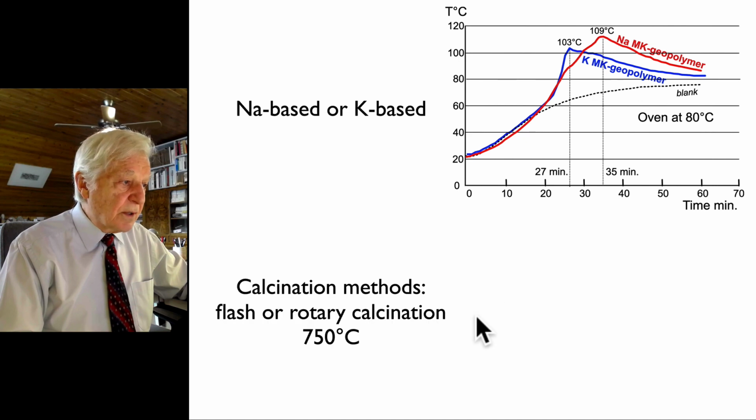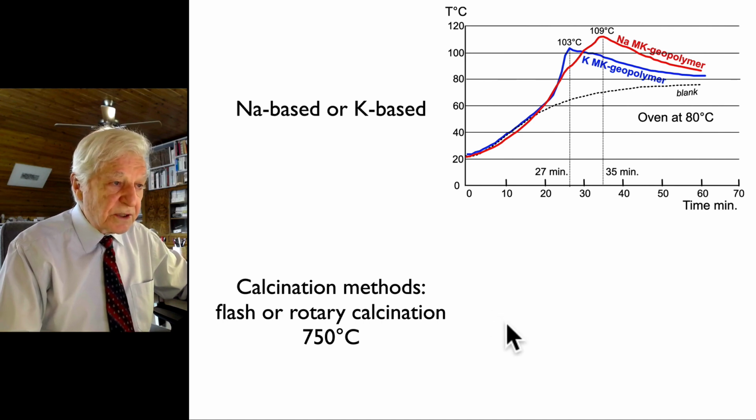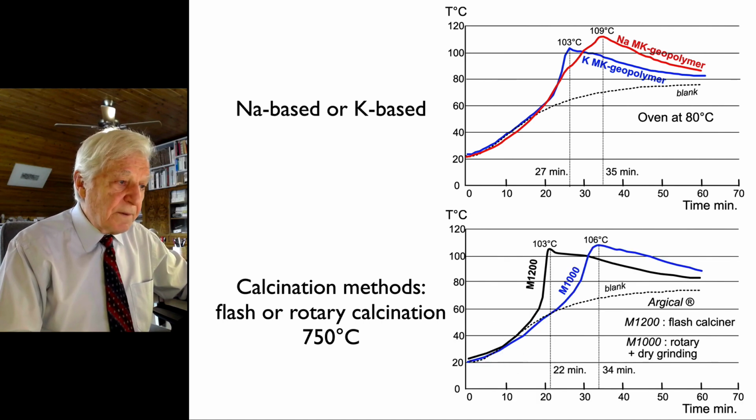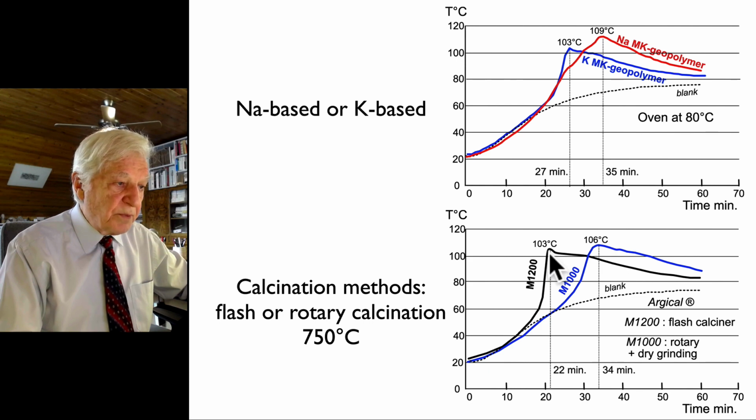It depends also on the calcination method. It is either flash or rotary calcination, so we take the same geological sample, calcined at 700 degrees C, and you see that the flash system, this is the M1200, reaches after 22 minutes the thermal peak at 103 degrees C, whereas the one that has been calcined in a rotary oven, that is the M1000 from Archaeology, reaches after only 34 minutes a peak temperature of 100 degrees C.